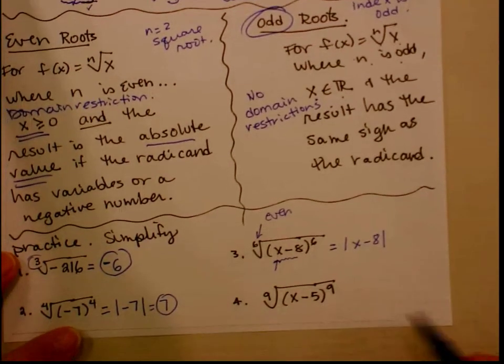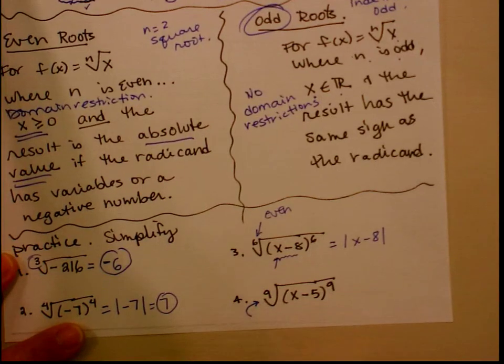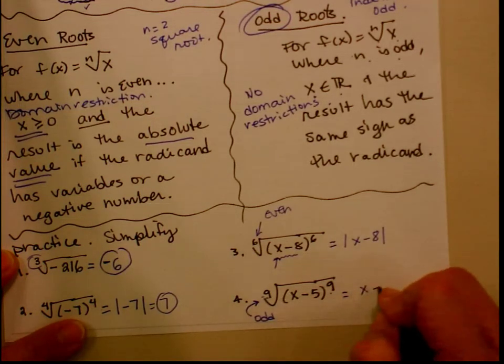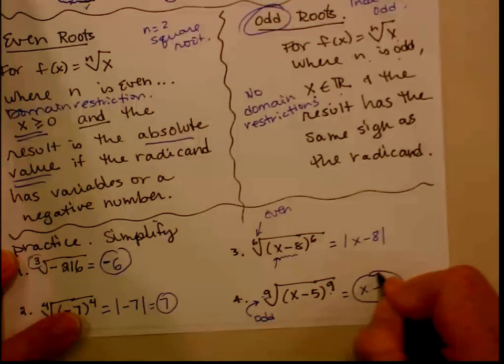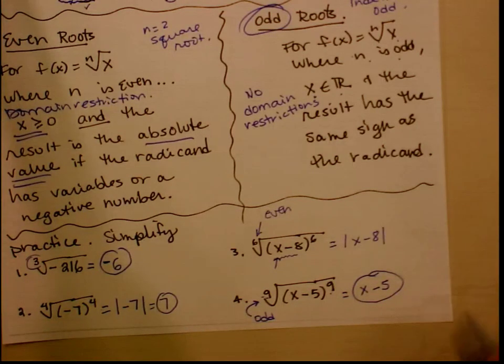So on 4, there's my index, even or odd. 9 is an odd number. And the index and the power underneath match. So I just get that radicand, and I don't put the absolute values. It would be wrong to do absolute values because, right, it could be positive or negative. It does not have to be positive. Okay, we'll see what you can do on those.